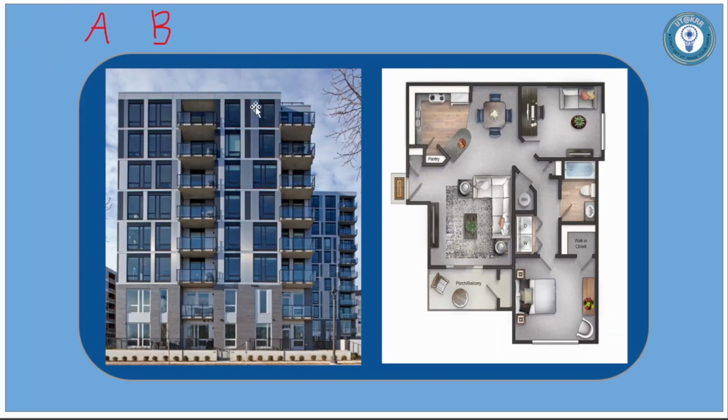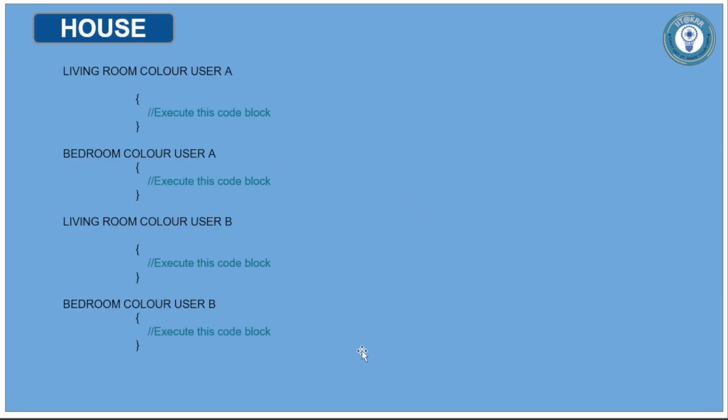If there are n number of users, it is very difficult to repeat the code again and again. It will make our code very lengthy. You can observe a similarity here. The living room and bedroom dimensions are the same for all the flats. The only changing thing is the color.